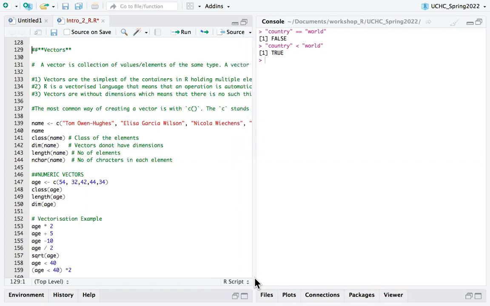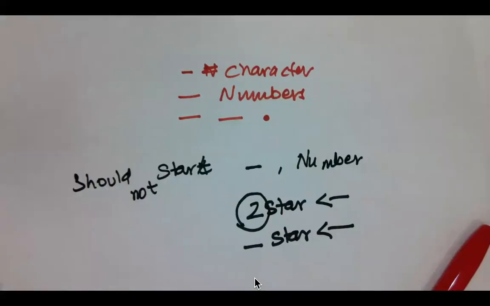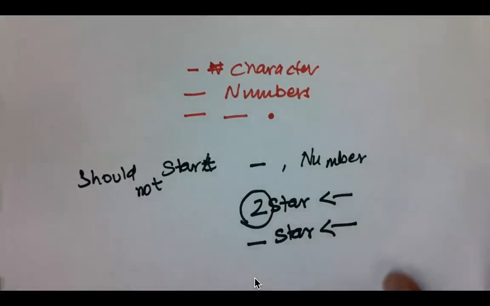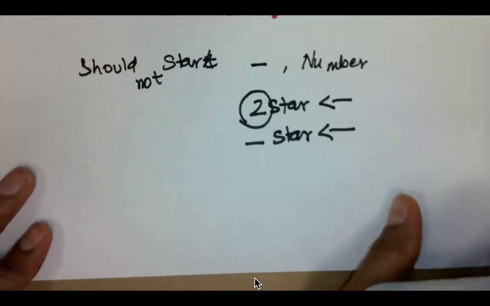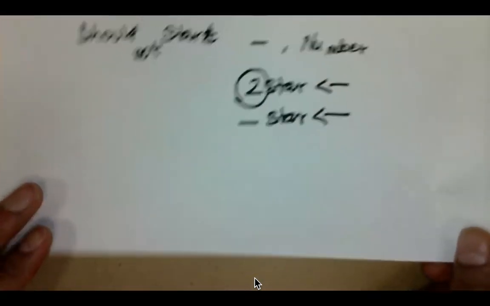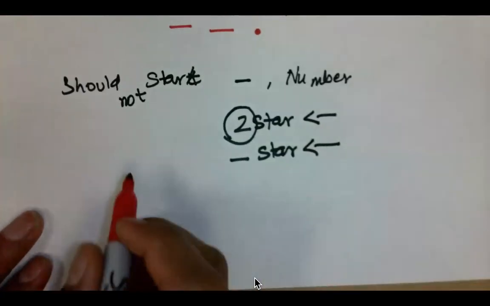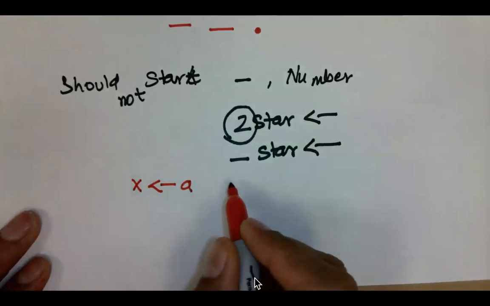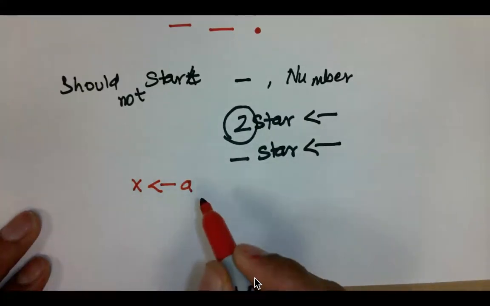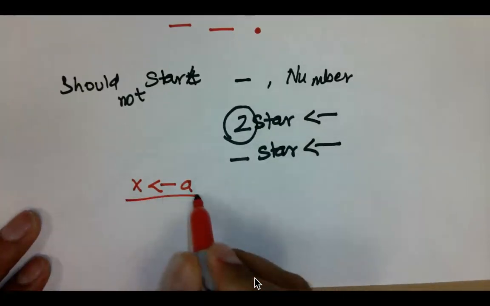Okay, the next thing I'm going to talk about is vectors. All the variables we have created so far are vectors. For example, X is assigned a value of A, and if you say class, this is a vector.